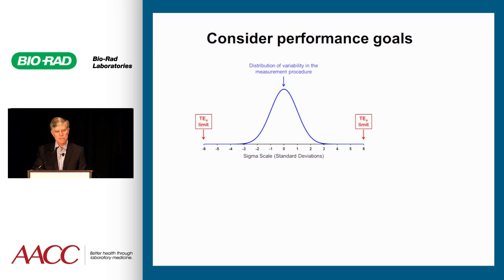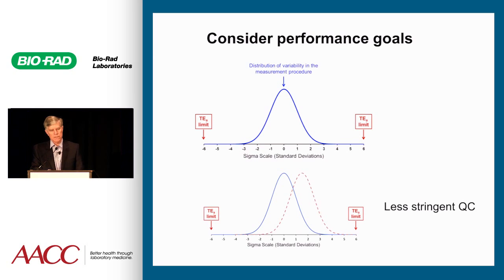And what that means is the variability of the measurement procedure is much, much less than the total allowable error needed to make solid medical decisions. In that situation, if we have a small change in performance characteristics, it's very unlikely to actually affect results that are reported out of the laboratory. So we can use less stringent quality control. Less frequent rules like a 1.3s or a 1.4s may be quite satisfactory.